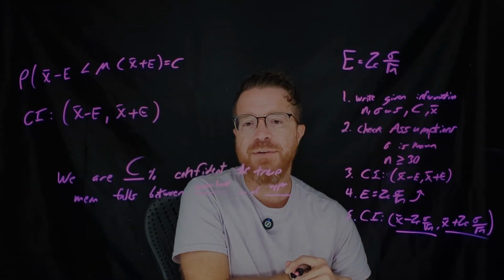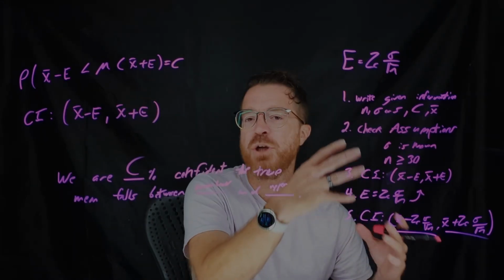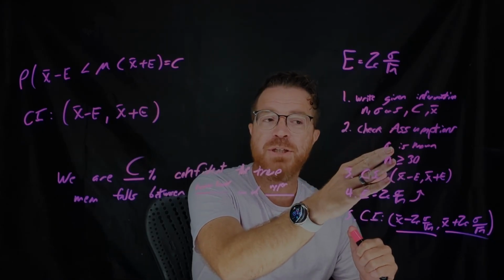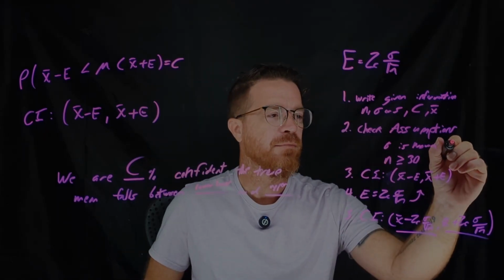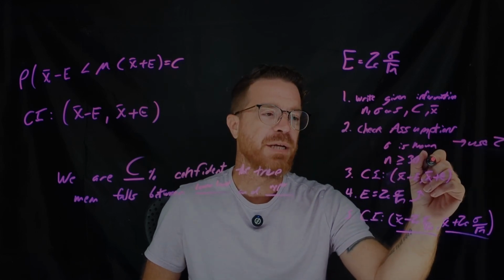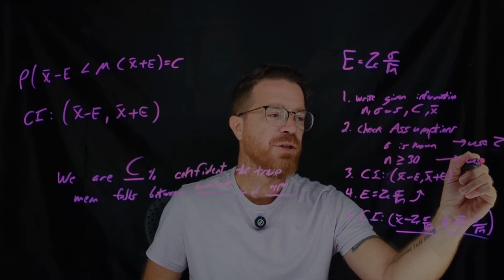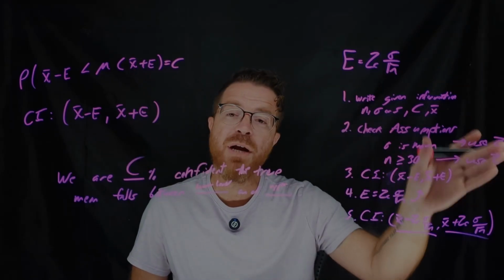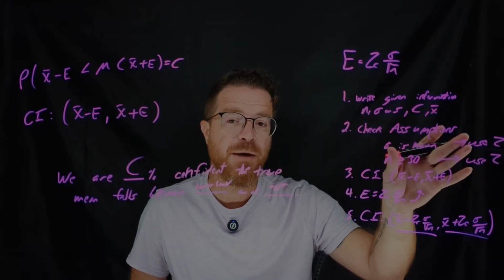Start by writing down your given information. Look at the word problem and determine what's given to you. Check all your assumptions. Is sigma known? If sigma's known, you can use Z. If sigma's unknown, but n is greater than or equal to 30, you can use Z. If both are true, you can use Z. The only time we're not going to be able to use Z is if both of these fail.